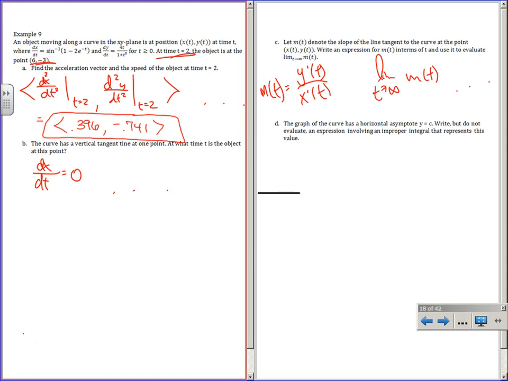Okay, this one, letter B, vertical tangent line, what'd you guys get? T equals? And there was only one? Okay, letter C. How easy, hard? What did you guys do in contemplating what was going on as you took the limit of y prime over x prime?